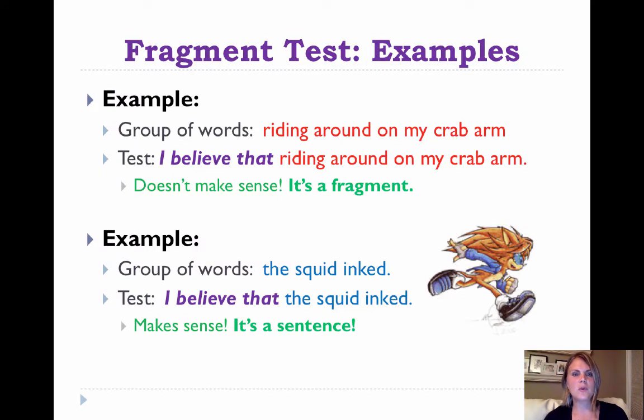So here are some more examples. The group of words is "riding around on my crab arm." And the test shows you, "I believe that riding around on my crab arm," it doesn't make sense. So you know it's a fragment. Another example, a group of words might be "the squid inked." So the test would say, "I believe that the squid inked." It's a short group of words, so you might be tempted to say, oh, it's only got three words, it has to be a fragment. But when you use the test, it makes sense, so you know it's a sentence.